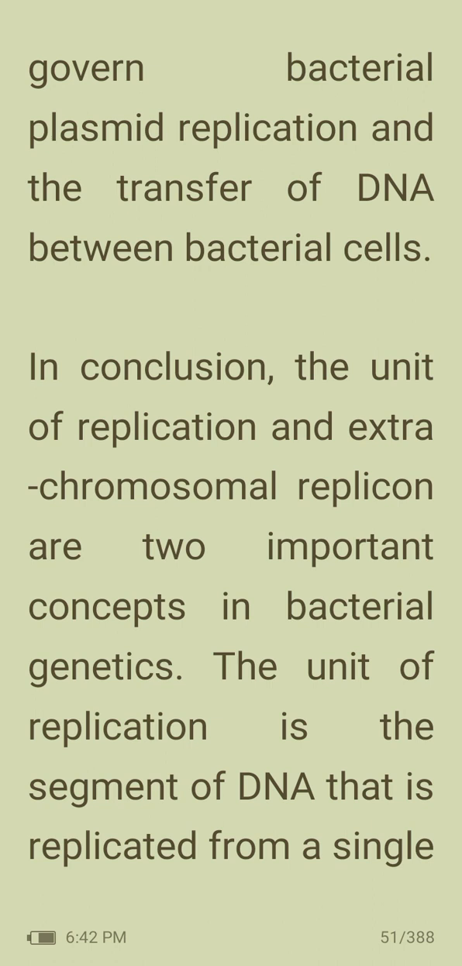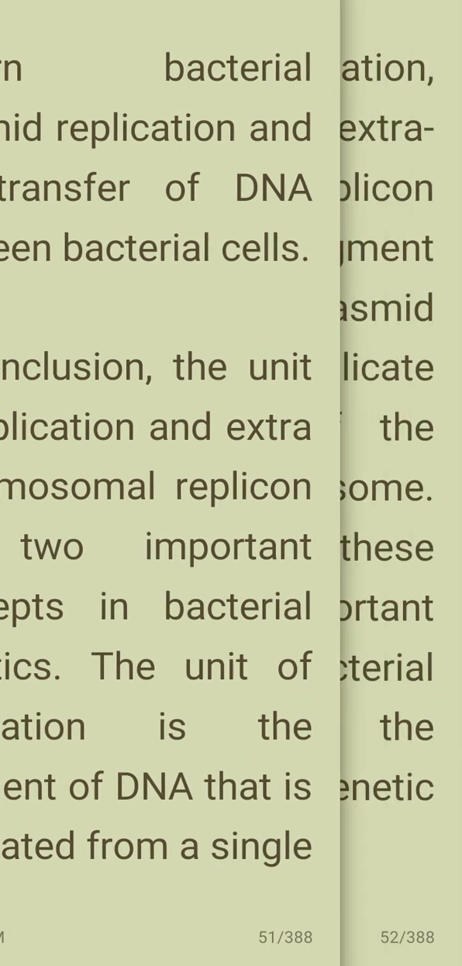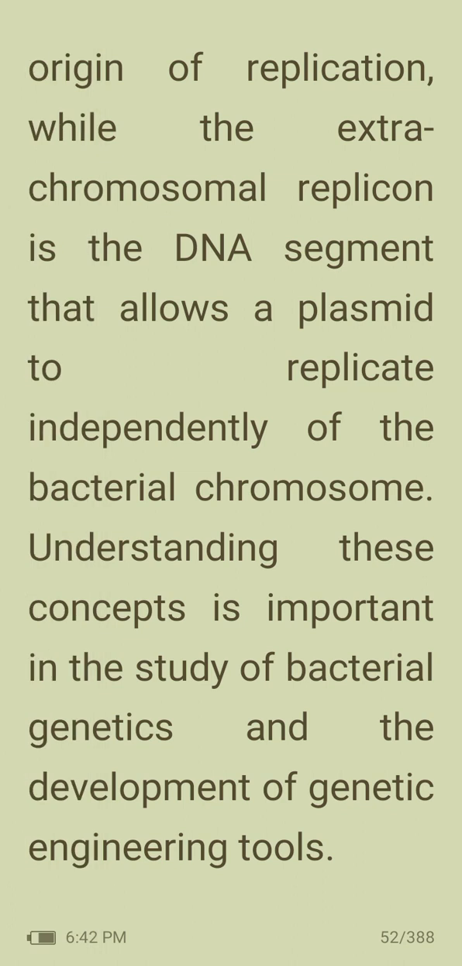So in conclusion, the unit of replication and extrachromosomal replicon are two important concepts in bacterial genetics. The unit of replication is a segment of DNA that is replicated from a single origin of replication, while the extrachromosomal replicon is the DNA segment that allows a plasmid to replicate independently of the bacterial chromosome. So understanding these concepts is important in the study of bacterial genetics and development of genetic engineering tools.